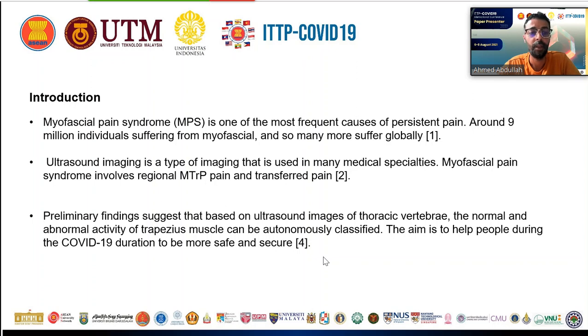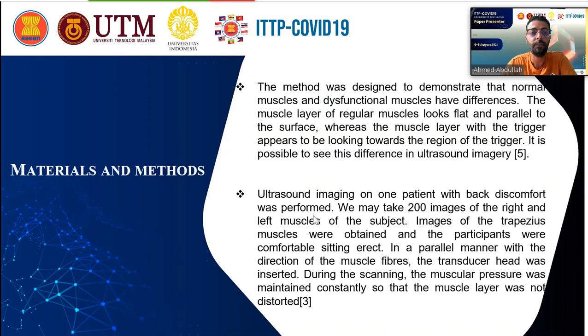The preliminary findings suggest that, based on ultrasound images of the thoracic vertebra, the normal and abnormal activity of the trapezius muscle can be autonomously classified. The aim is to help people during the COVID-19 period to be more safe and secure. Next, this is material and method.